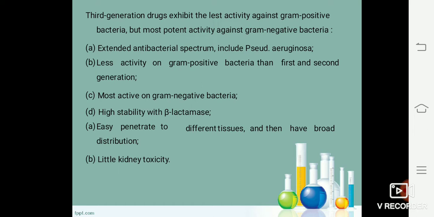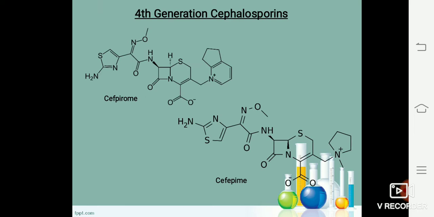Less activity on gram-positive bacteria than the first and second generation. It is most active on gram-negative bacteria. It is used for gram-negative bacteria. High stability with beta lactamase. Easily penetrates different tissues and has a broad distribution. Little kidney toxicity. These are the fourth generation cephalosporins.